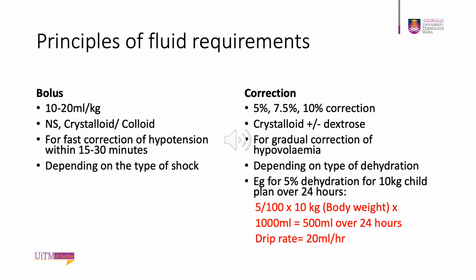For fluid bolus, you can give 10 to 20 ml per kilogram of crystalloid or colloid until the blood pressure stabilizes. And for fluid correction, it depends on the percentage of dehydration over time. For example, if you have a 10 kilogram child with 5% dehydration, you will need to multiply 5% to the body weight, which is 10 kilograms, for every liter, which is 1000 ml. You will get 500 ml over 24 hours. Therefore, you need to write down the drip infusion rate as 20 ml per hour.